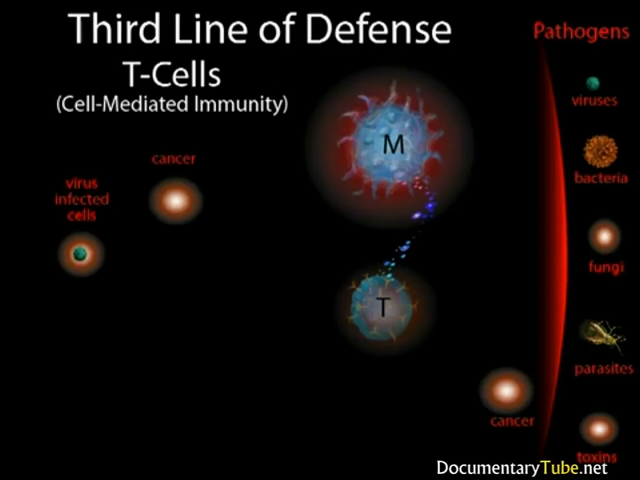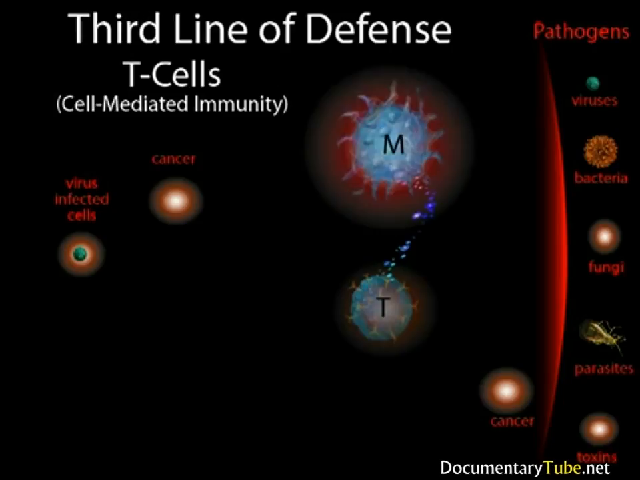T cells, like B cells, have antigen receptors. However, these receptors are not associated with antibodies. Instead, they simply allow the T cells to recognize molecules which are on the plasma membranes of other cells. This helps the T cells distinguish between cells which belong to the body and cells which do not.